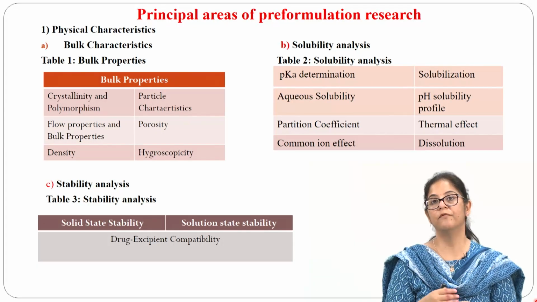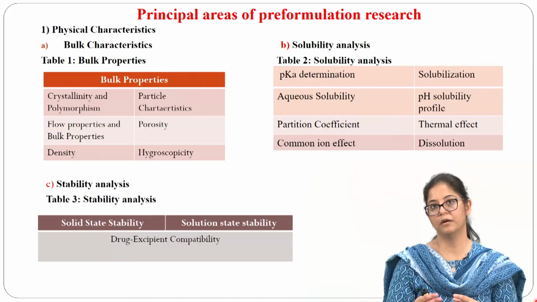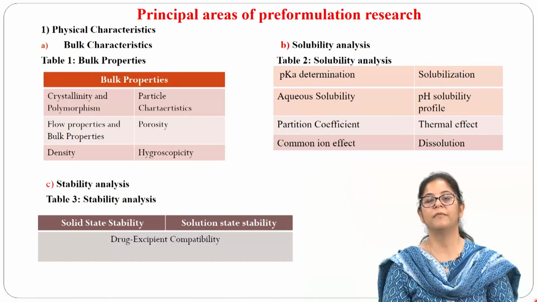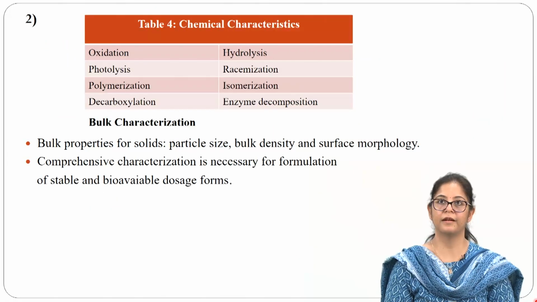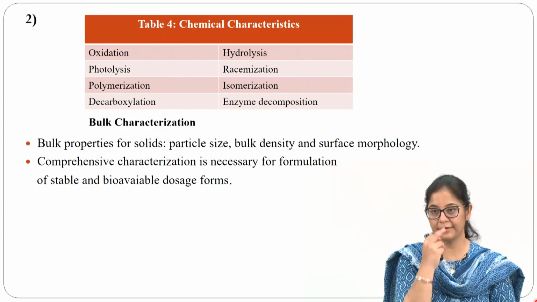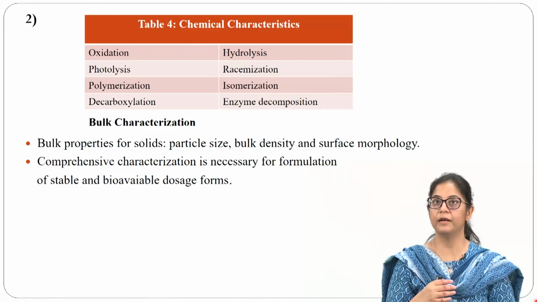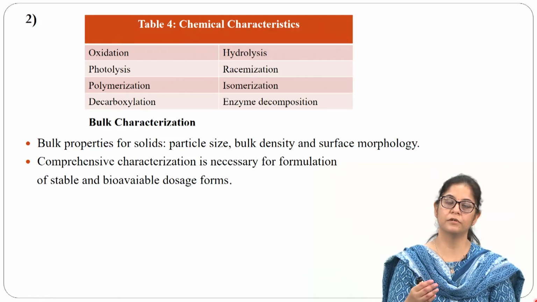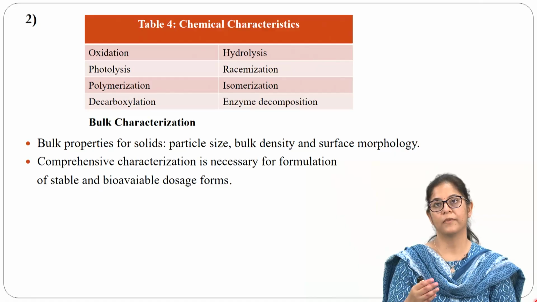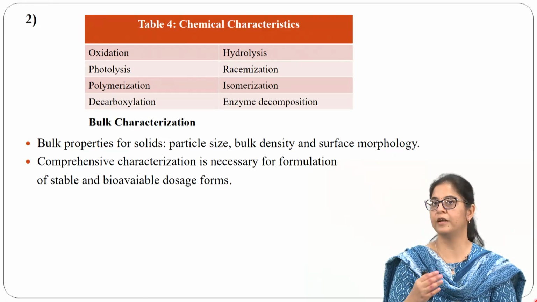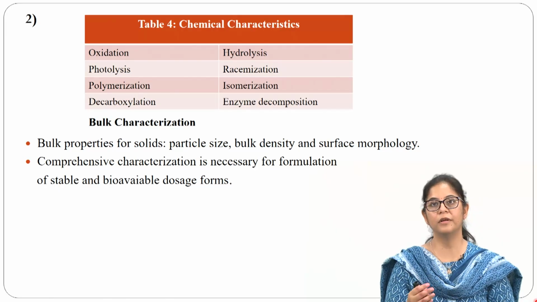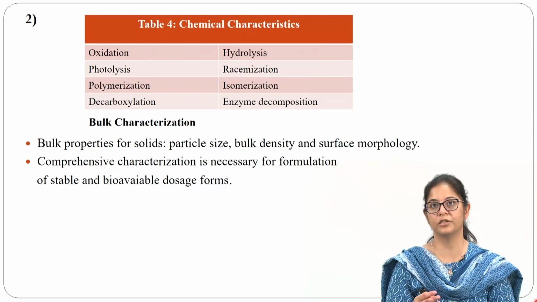Then what is the stability of the drug? So, solid state stability, solution state stability, and drug excipient compatibility and stability analysis. Chemical characteristics, that is, what are the various chemical reactions that can happen with the drug because of the chemical structure and configuration of the drug. That is oxidation, photolysis, free radical reaction, hydrolysis, racemization, isomerization, enzyme decomposition and decarboxylation.